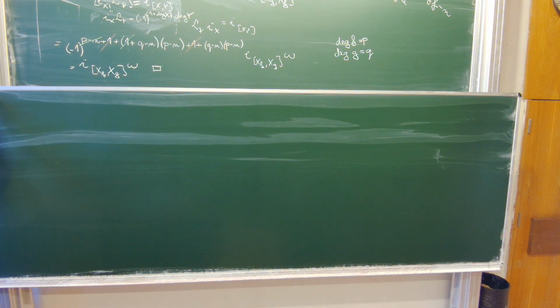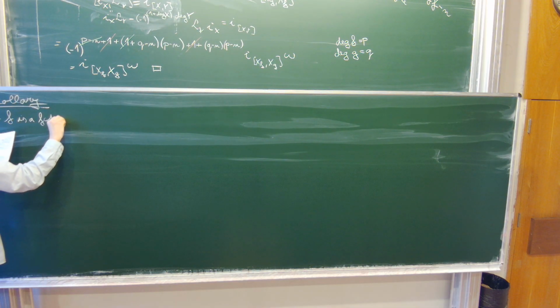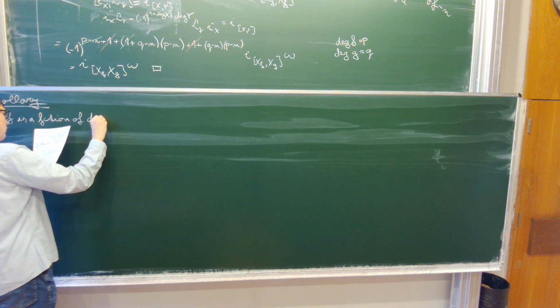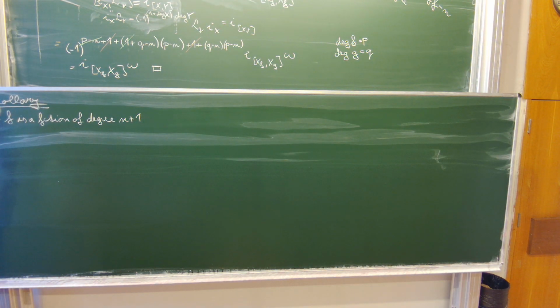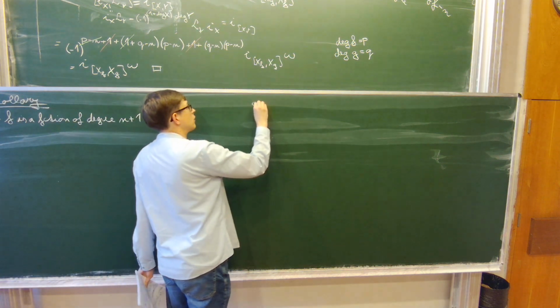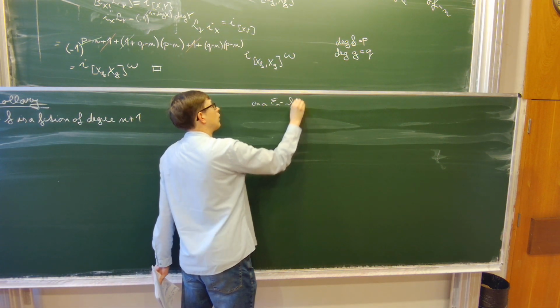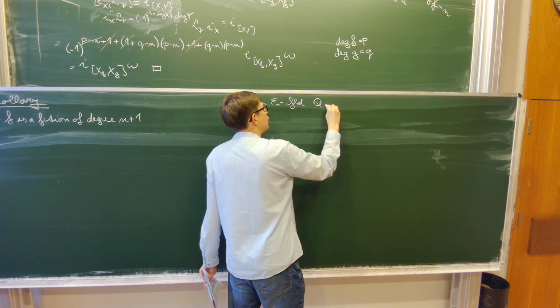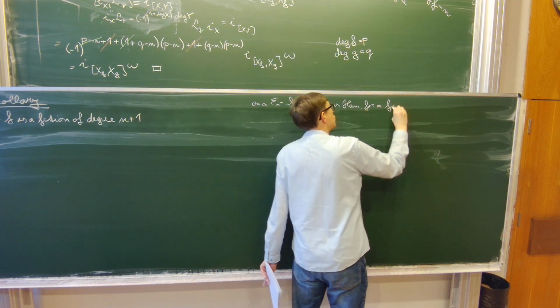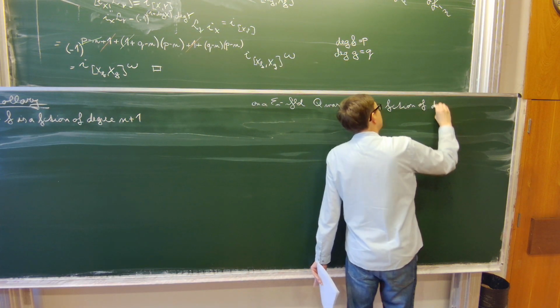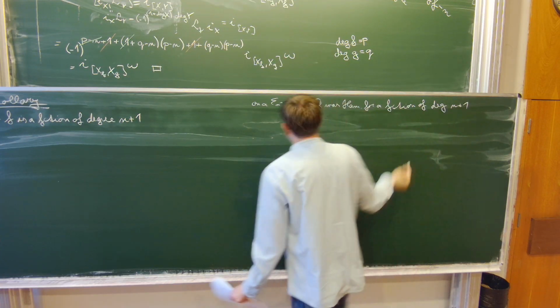Okay, so corollary. I will write what I started writing before. So if f is a function of degree n plus 1, so remember, I erased it, but the proposition was that on a sigma n manifold, Q was Hamiltonian for a function of degree n plus 1. So let's look at those functions in particular.